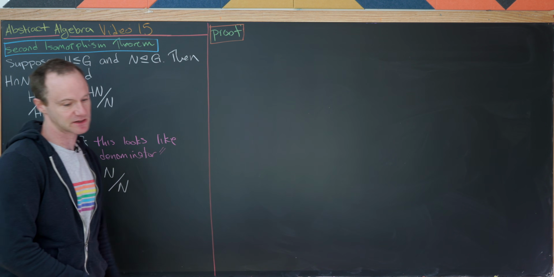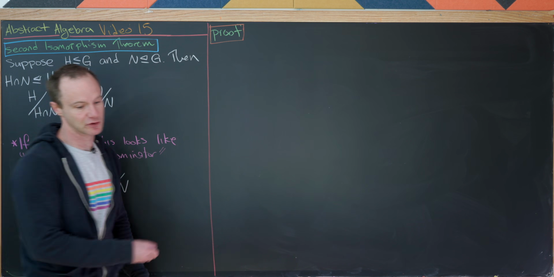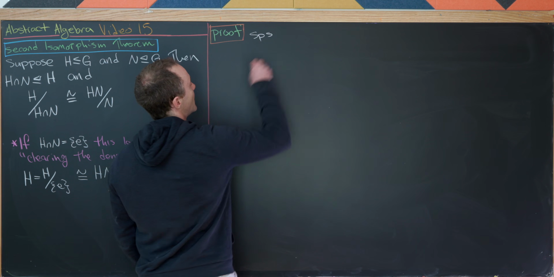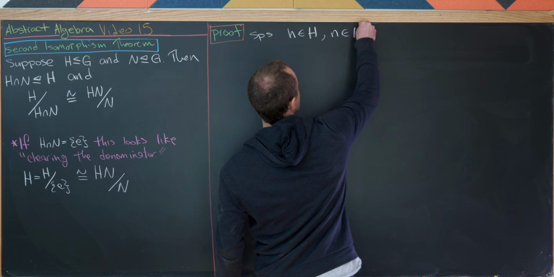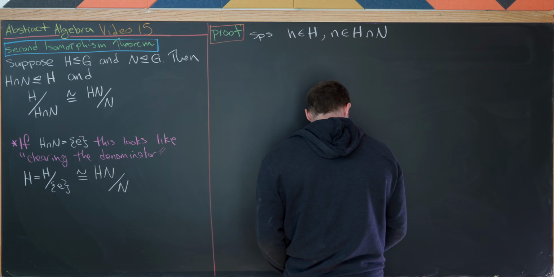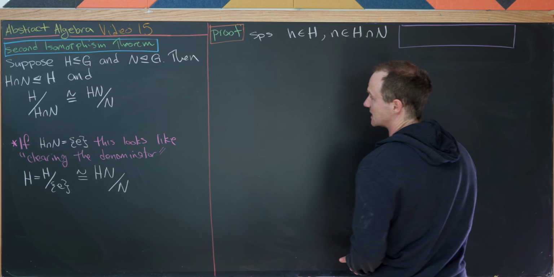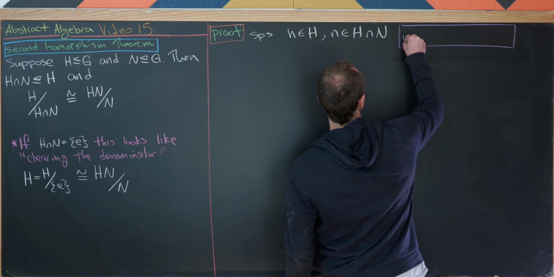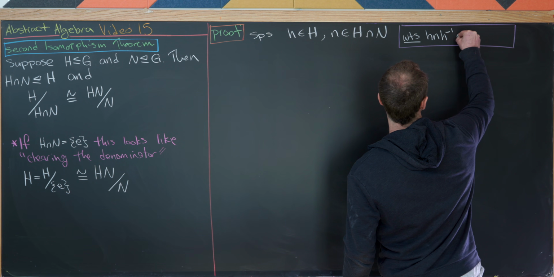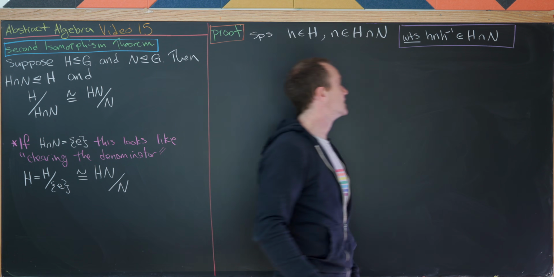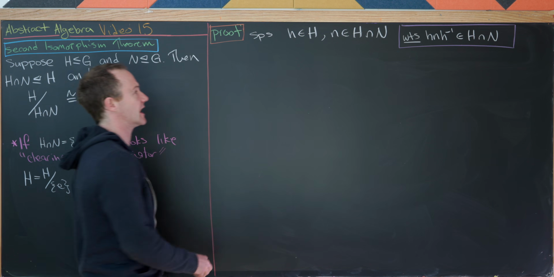Okay, so let's jump into the proof. So we'll start by proving that H intersect N is a normal subgroup of H. So let's suppose that we have h inside of H, and we have n inside of H intersect N. And let's notice that in order to show that H intersect N is a normal subgroup, we want to show that hnh inverse is in fact inside of H intersect N. So that's the normality condition. Okay, so let's see how we can do that.